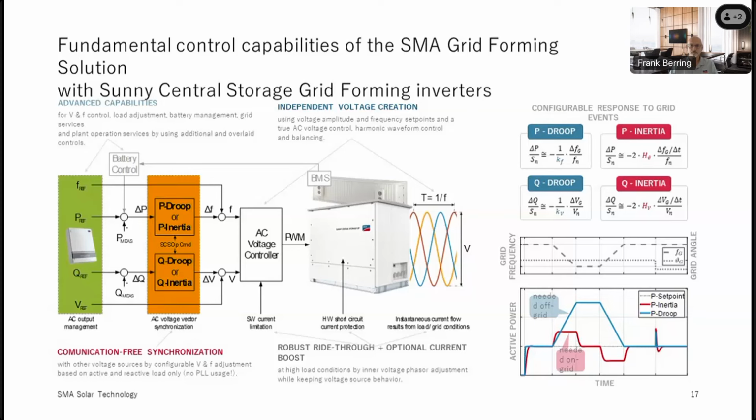And also what we see, especially for grid forming, and this is what we see in the middle bottom here, robust ride-through plus optional current boost. What we see for grid forming projects more and more coming up as a requirement is a short period of time to have an overcurrent available at the POI. And this capability we can use in an early stage for the project for sizing. So we need to define the quantity in order to meet the exact overcurrent requirements you might see.